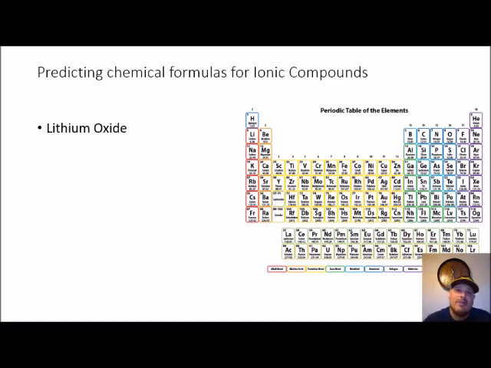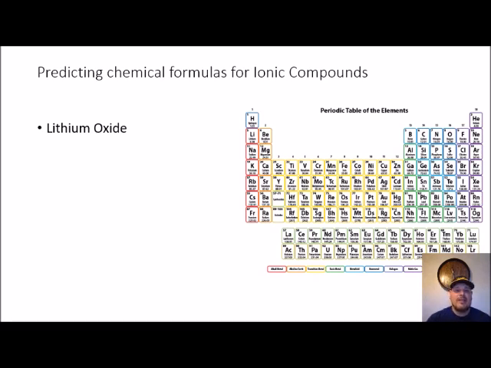All right, so here's what we're going to cover today. We're going to be covering how to predict chemical formulas for ionic compounds. Now, you have to remember, first and foremost, what an ion is. An ion is any element that has lost or gained an electron, right?